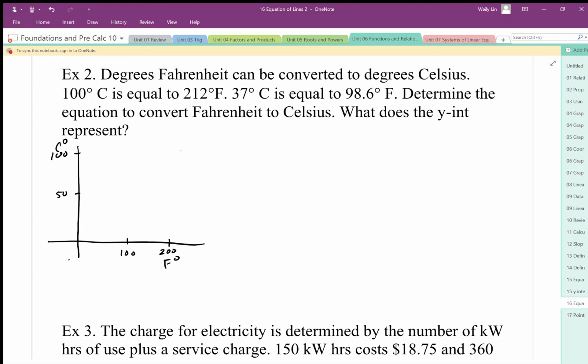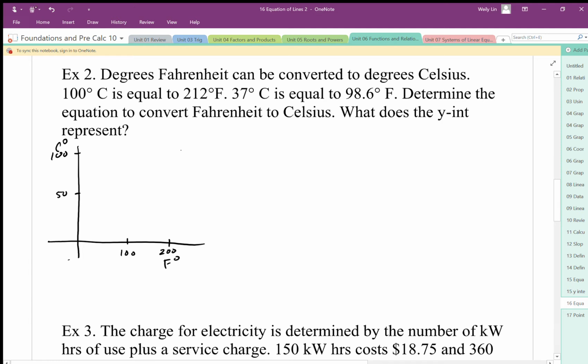This example I think we may have done before. It is converting the degrees Celsius Fahrenheit into degrees Celsius. So we're going to make our degrees Celsius our dependent variable and the degrees Fahrenheit our independent variable. And I've just kind of sketched a graph here with some approximate scales so I can draw this graph in.